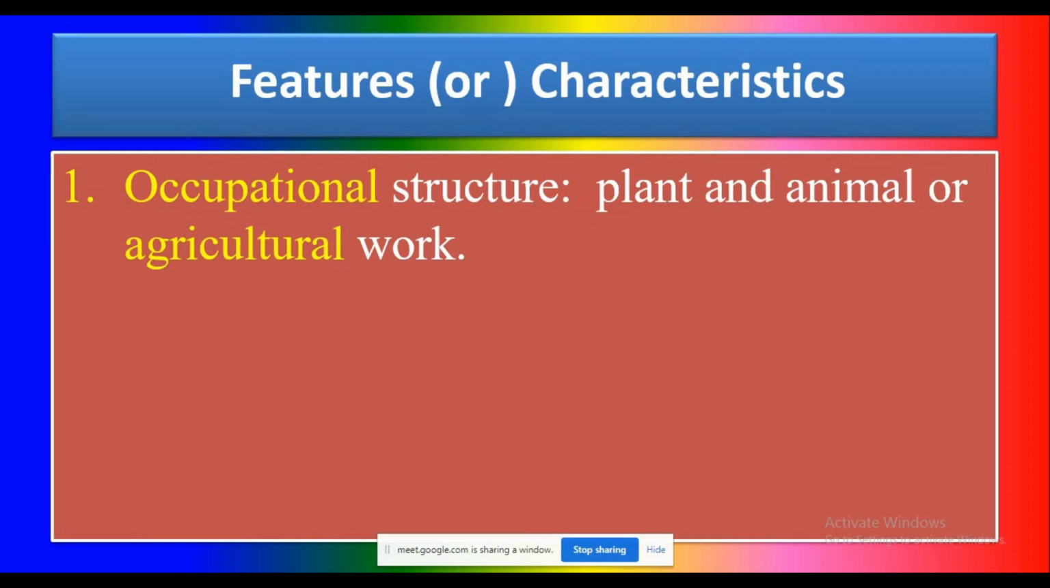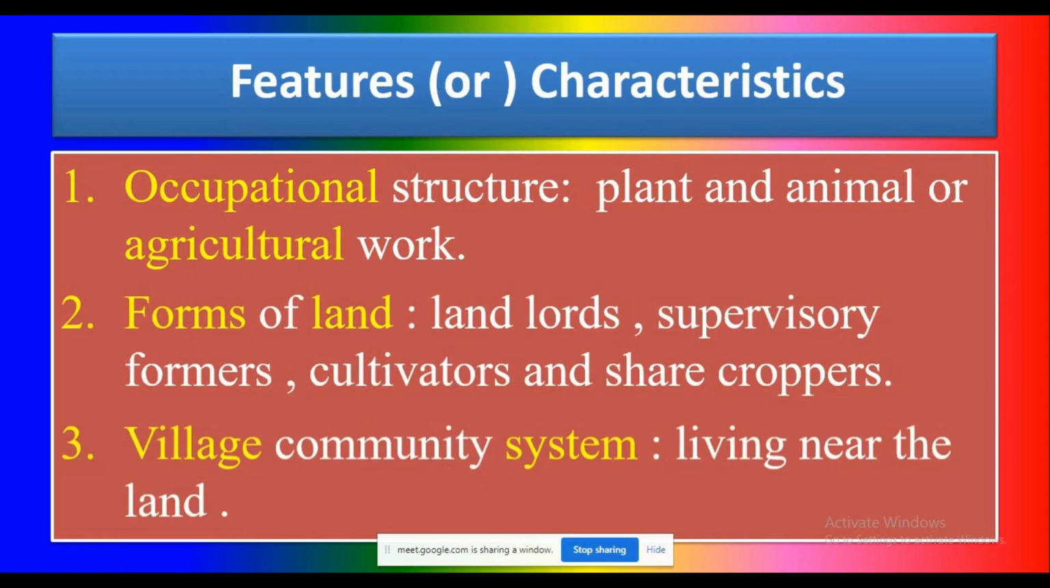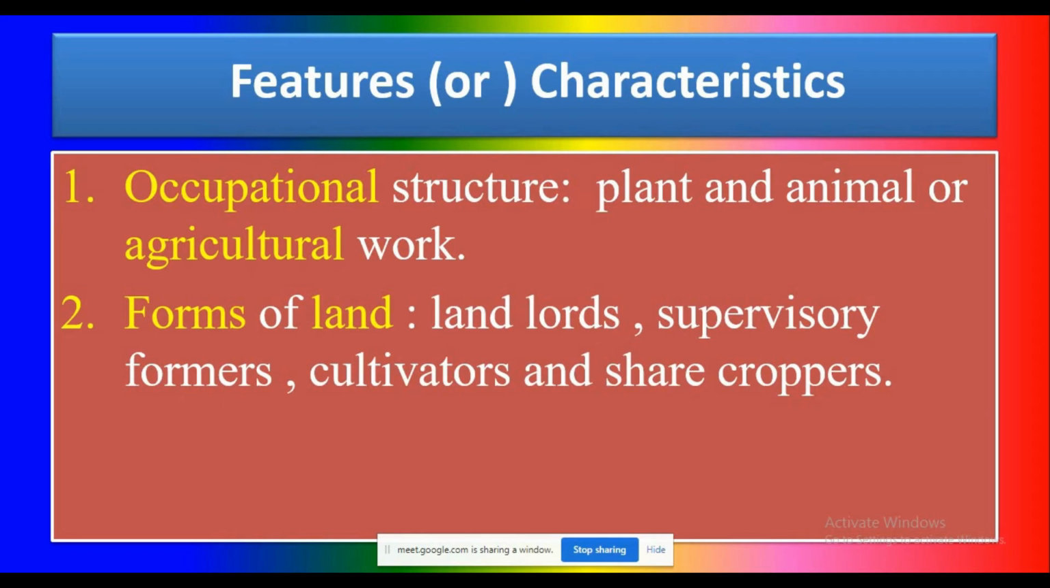First feature, occupational structure based on agriculture, plant. Second, forms of land. Forms mean different types of land. Having landlords, supervisory farmers, cultivators, sharecroppers. These are the job categories of those working on land.